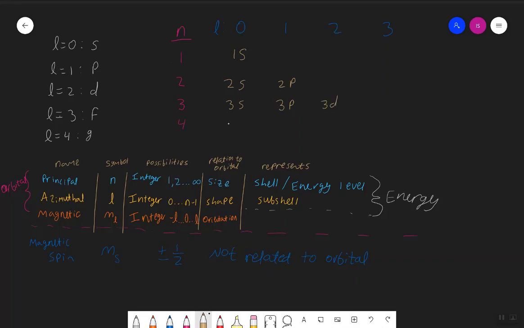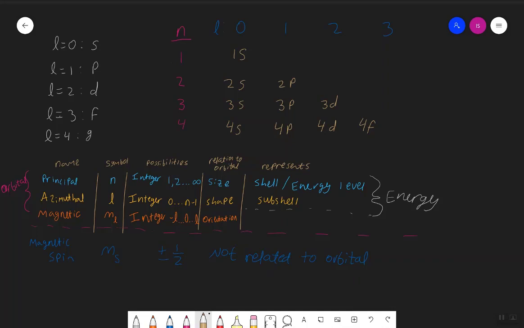And for n equals 4, we could have 4s, 4p, 4d, or 4f. Right? And then we could go on for other values of n. So these are the possible subshells for each value of n, and then for each value of l, right? Because the subshell is represented by n and l. And each of these subshells, the reason why they're so important is each subshell will have a different energy, right? Because it's a combination of n and l, which is the energy.